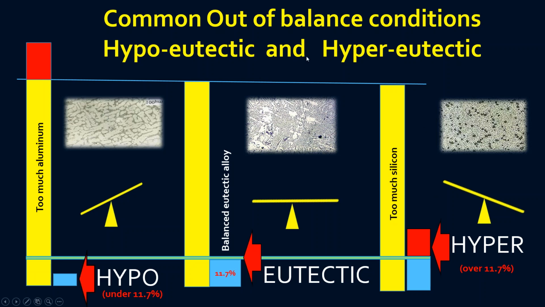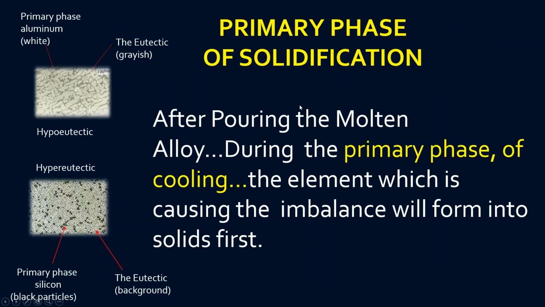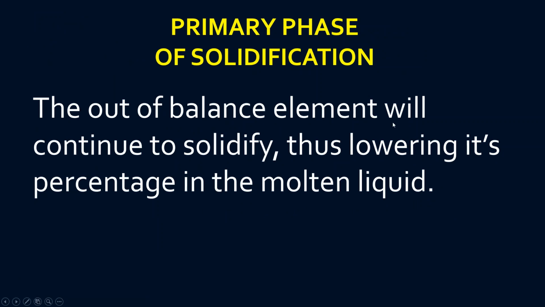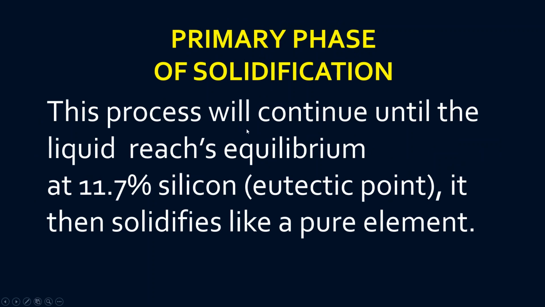Now, the importance of this comes into play in the solidification process. After you pour the molten alloy into the mold, the primary phase of cooling elements, which is causing the imbalance that we just talked about, will form into solids first. As far as the out-of-balance element, it will continue to solidify, thus lowering its percentage in the molten liquid. It'll become a little bit clearer in a couple slides here. This process will continue until it reaches that equilibrium balance point of 11.7%.